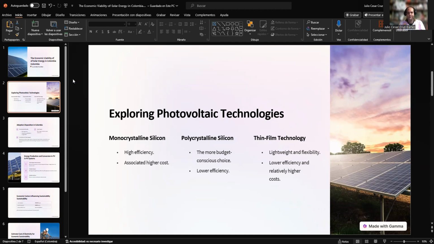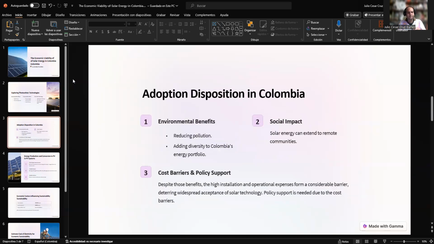And thin film is good for tricky installations, like when we need curves to install panels, for example. But in terms of efficiency, it has the lowest efficiency, and it has the higher cost compared to the other technologies that I have presented.